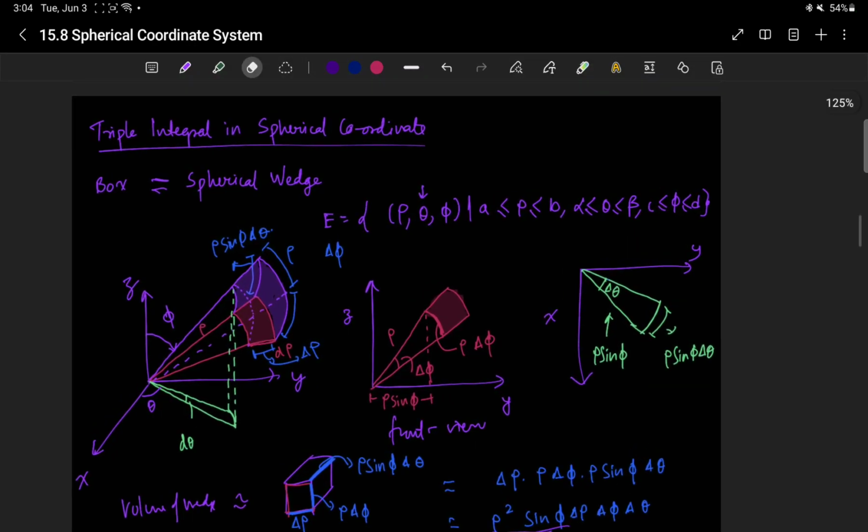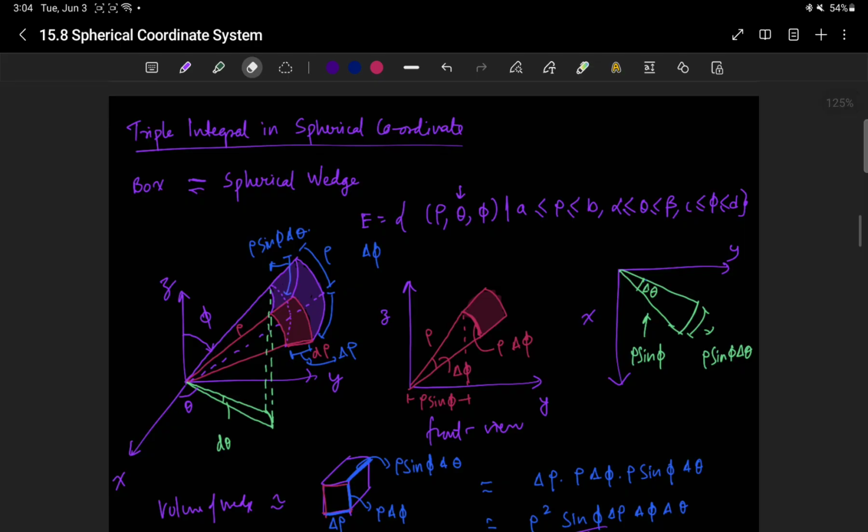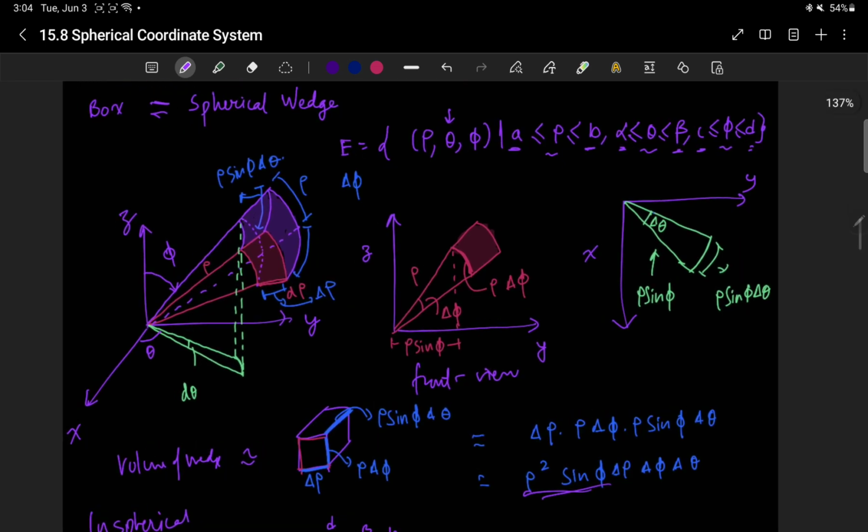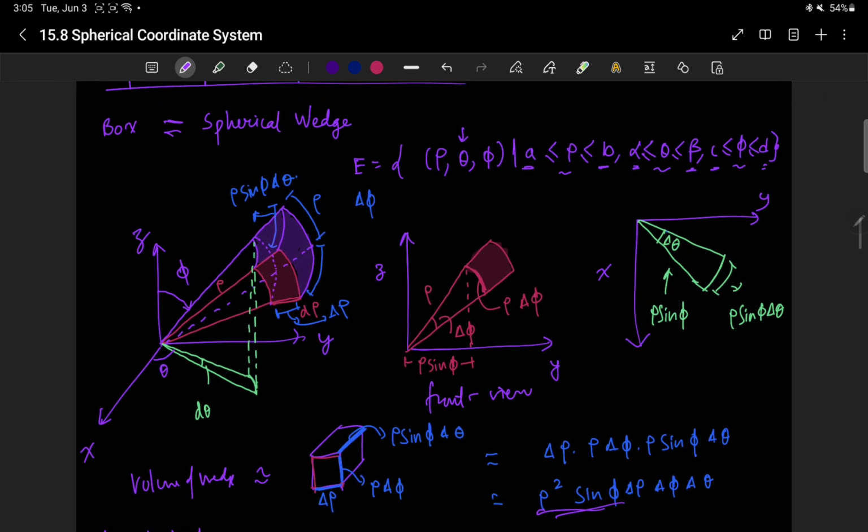Hi everyone, in this video we're going to look at finding or evaluating triple integrals in spherical coordinates. Now recall when we learned about polar coordinates and double integrals, we said that instead of rectangles we would have polar rectangles. Quite similar to that, instead of a box we're going to have what is called a spherical wedge, which means the three parameters rho, theta and phi are going to be between some constants a, b, alpha, beta, c and d. And here's an image of what that looks like.